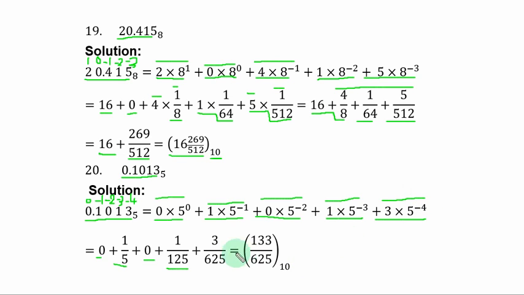3 times 1 is 3. 5 power 4 is 625. That is what you have here. So when you add the 3 fractions together, you have 133 over 625 base 10. Are you following?